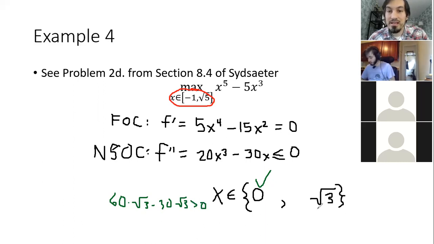Which means I got to switch colors. This gets the red X. Did I do this too quickly? Do you guys see why the 0 gets the check and square root of 3 gets the X? When you plug square root of 3 into this, not the first derivative, but the second derivative, you actually get a positive number. If I did my math right, I would love if you guys could just check me to see if you agree with me.